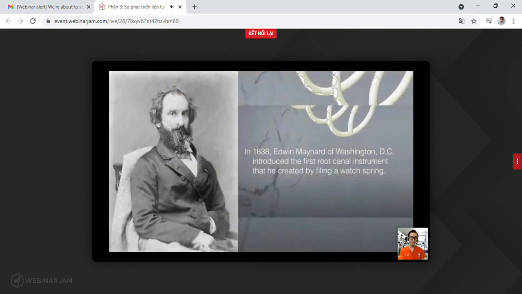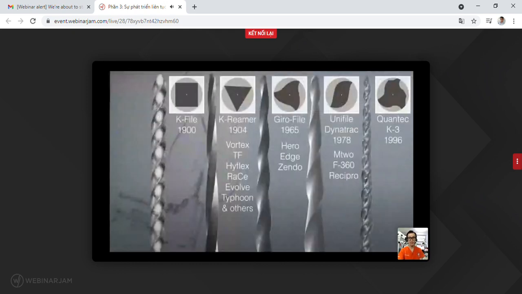The method of cleaning the canals using files is not new. In 1838, Edwin Maynard of Washington, D.C. introduced the first root canal instrument that he created by filing a watch spring. As you can see, he took the watch spring and used it to clean the main root canal on his patients. Starting in the 1900s, we can see the K-file and the K-reamer. Up to now, in 2021, there are still many companies producing such files with different geometry and different metallurgy. We have reached the level where many companies launch many products which have advantages and disadvantages, compared to 100 years ago.